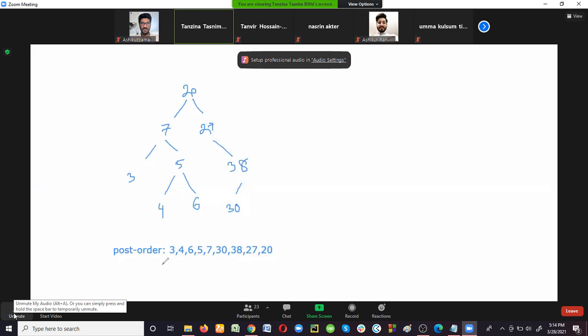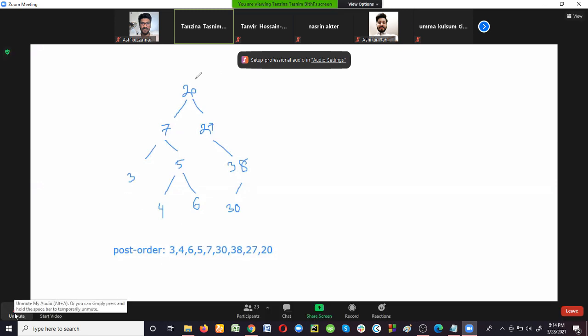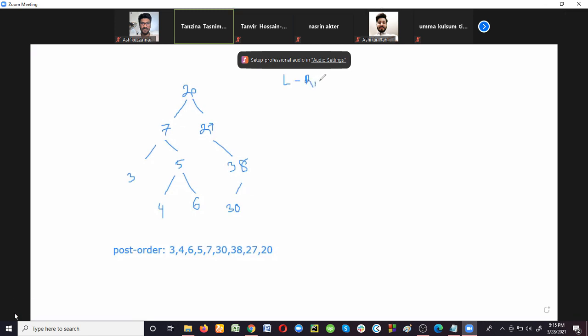So that is the post order traversal of the tree. So 20 is the root node. What is the sequence? Left, after that right, and then root node. So here for 20, 7 is the left child and it's also a parent of the node 3. So take that left child 3 and then take the right child of 7.